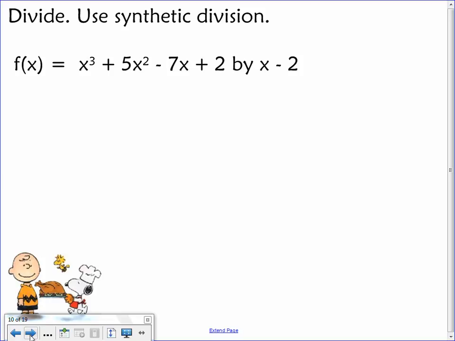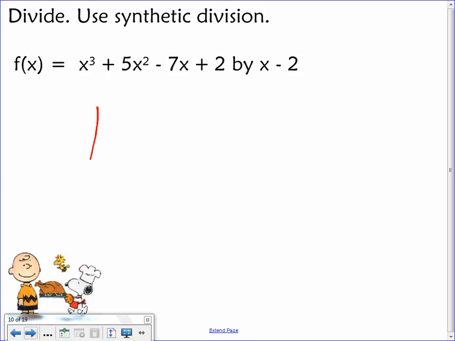So if I'm asking you to use synthetic division, x cubed plus 5x squared minus 7x plus 2, is anything missing? No, it goes x cubed, x squared, x, number. So I've got everything I need. I'm going to divide it by x minus 2. What's the answer if I ask you to solve x minus 2? 2, positive 2. So that's what I'm going to actually use is 2.